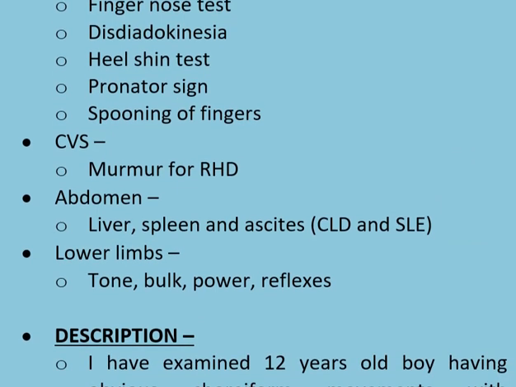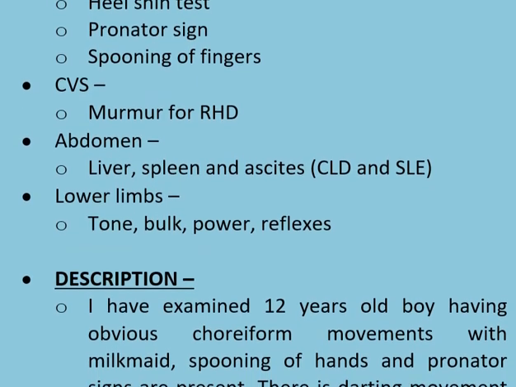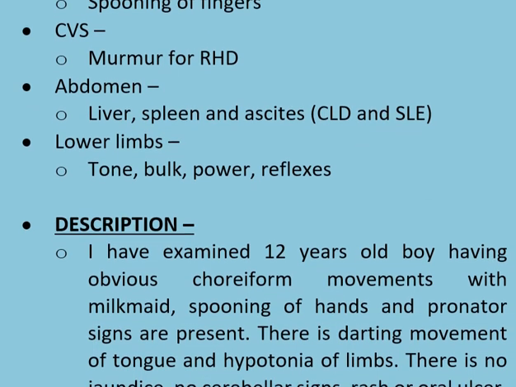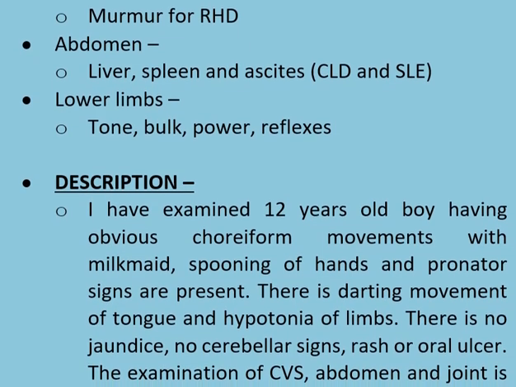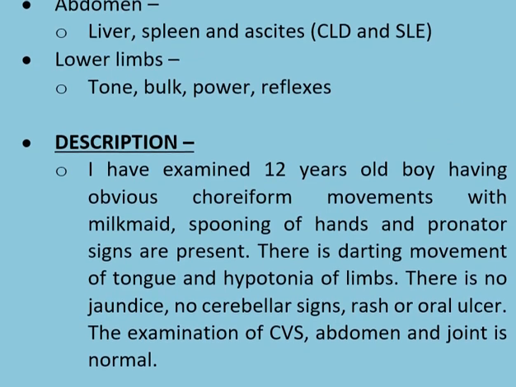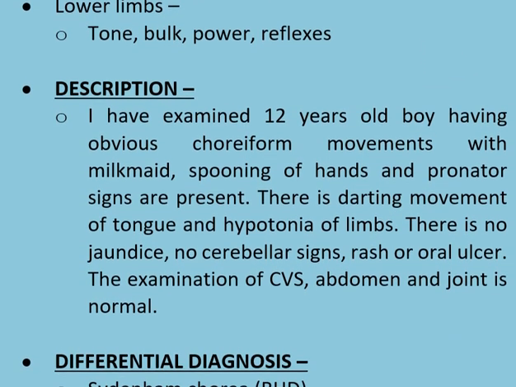I have made a hypothetical description: I have examined a 12 year old boy having obvious choreiform movements with milkmaid signs, spooning of hands, and pronator signs present. There is a darting movement of the tongue and hypotonia of limbs. There is no jaundice, no cerebellar signs, rash, or oral ulcers. The examination of CVS, abdomen and joints is normal.